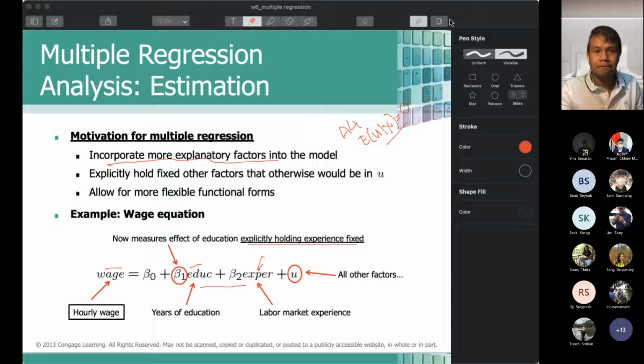Not if you want to hold education fixed. What you want to interpret: if you want to interpret delta 2, you have to say that you measure the effect of... You get what I mean?